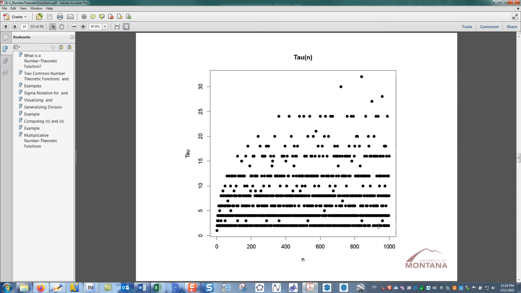That row is all the primes from 0 to 1,000. They have exactly two divisors. But really interesting, right above them is the row of all numbers that have three divisors, and it turns out that there aren't that many of those.